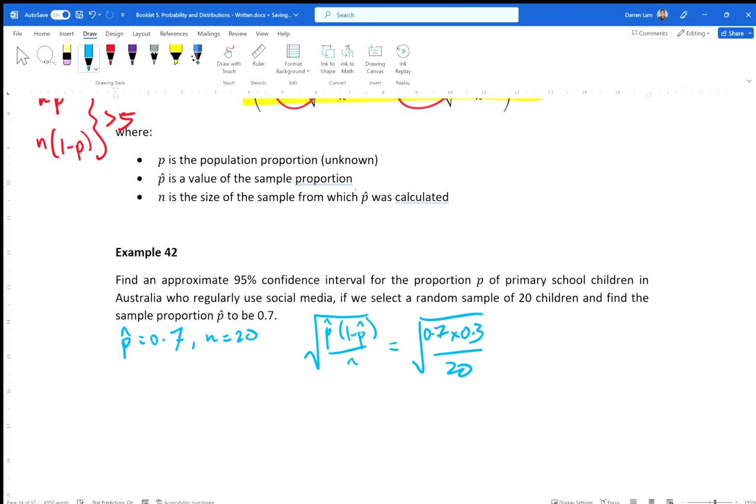Which, using CAS, is 0.1025, approximately.